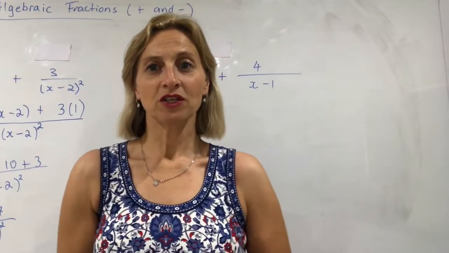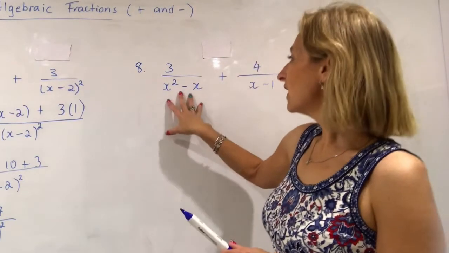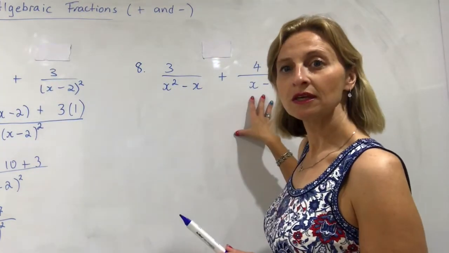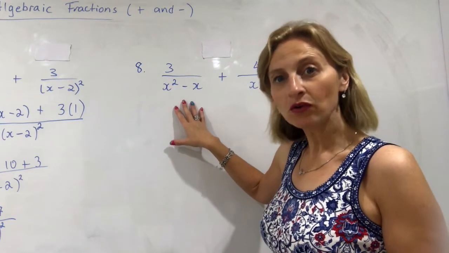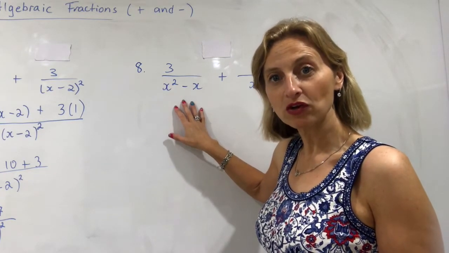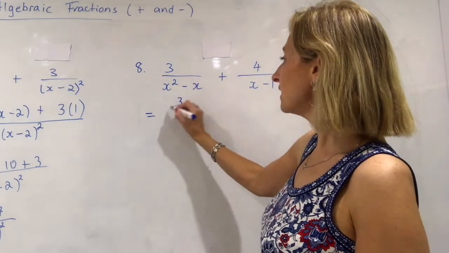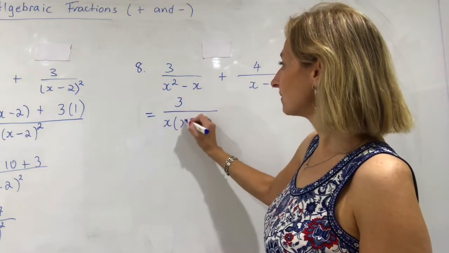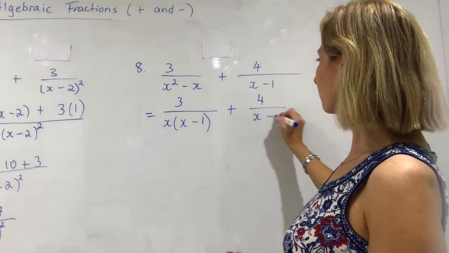The last type of question that you could get in algebraic fractions is one like this, where you're given the two fractions, but you can factorize the denominators. So of course, whenever you're in a situation where you can factorize one of the denominators, we obviously need to factorize it. So the first thing we have to do here is to take out a common factor. And this one stays the same because there's no common factor.